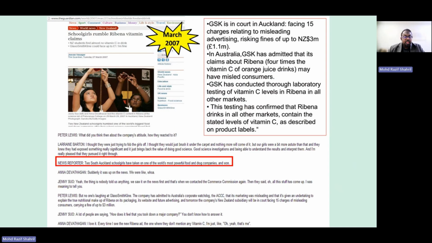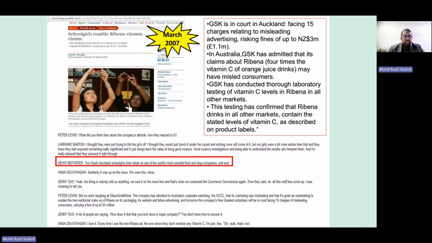For example, back in March 2007, the pharmaceutical giant GlaxoSmithKline, or GSK, was taken to court in New Zealand and Australia, facing millions in fines because a high school science student tested Ribena drinks using this exact method and found almost no vitamin C, proving that the company's advertising was completely misleading. So the applications of this titration are vast.